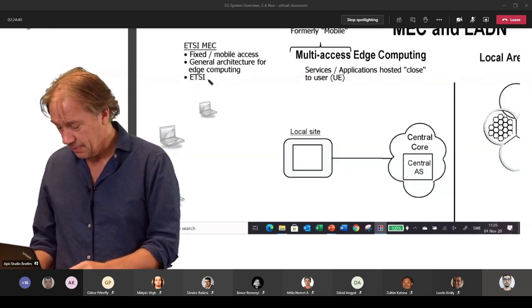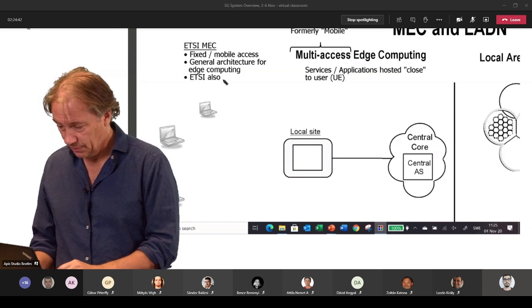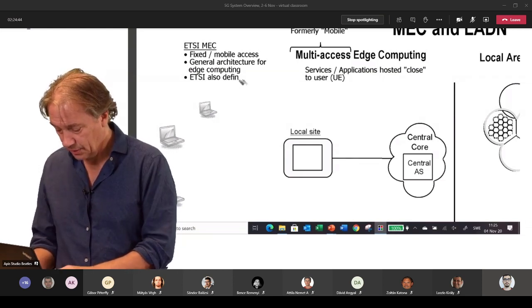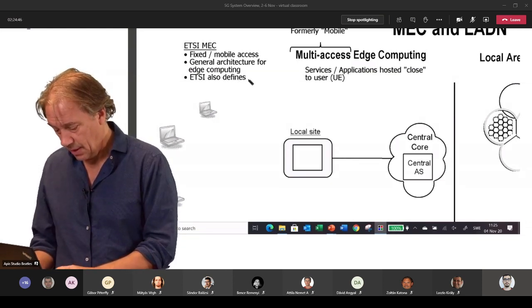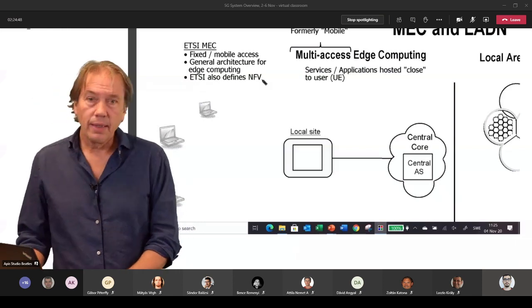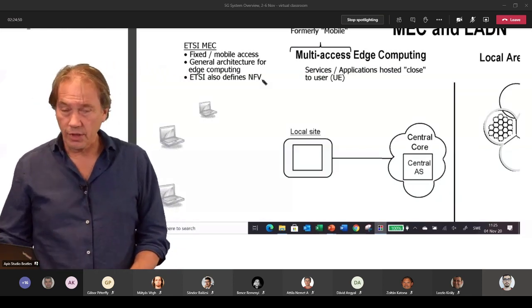ETSI also defines NFV, Network Function Virtualization.